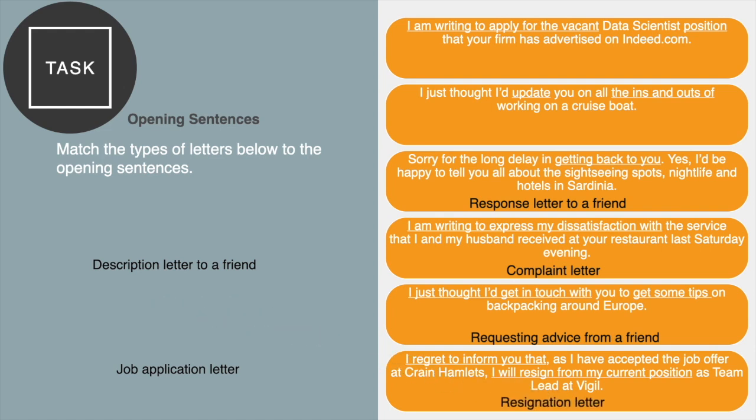Resignation letter. I regret to inform you that I will resign from my current position. Now this is clearly bad news. It is also formal and evidently to your employer.